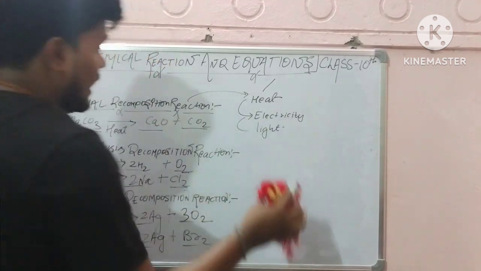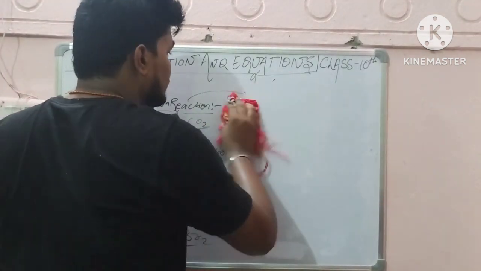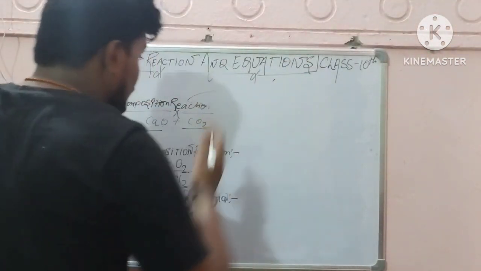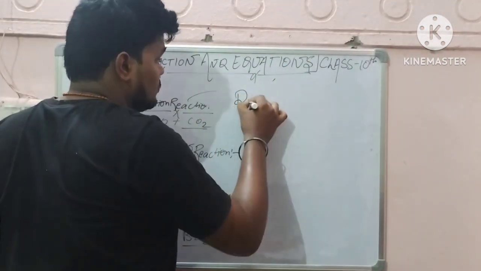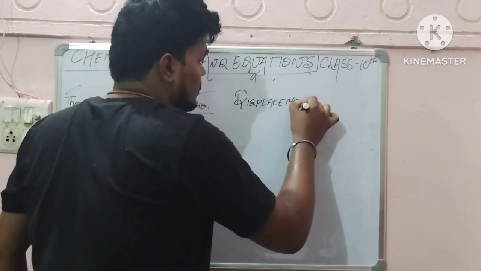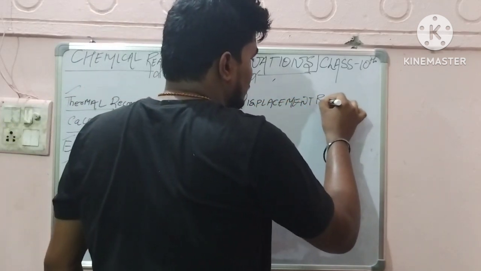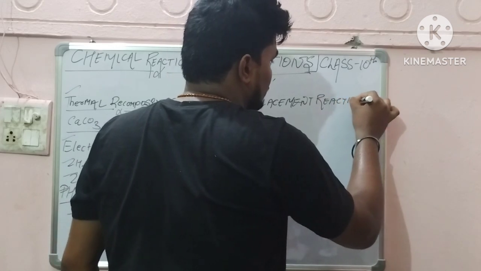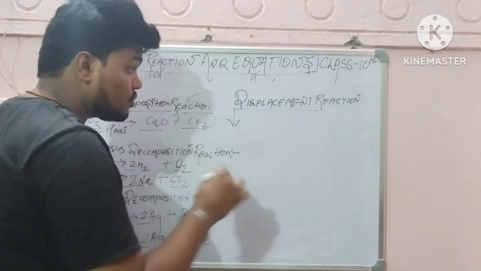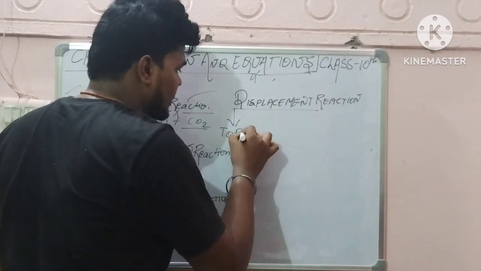Now, after this we have displacement reactions. What do we have? Displacement reactions. अच्छा, अब displacement reaction चलो. Displacement reactions. अच्छा, what is the meaning of displacement? It means to replace something.